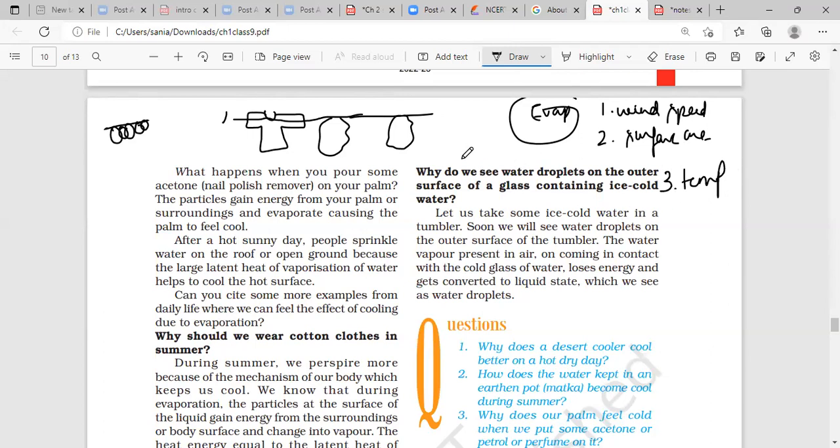Third is temperature. If it is too warm, then your clothes will dry faster or later? Faster. Okay. Fourth is humidity. If there is humidity, your clothes will dry faster or later? Not sure about humidity, right? Later. Okay. Good.